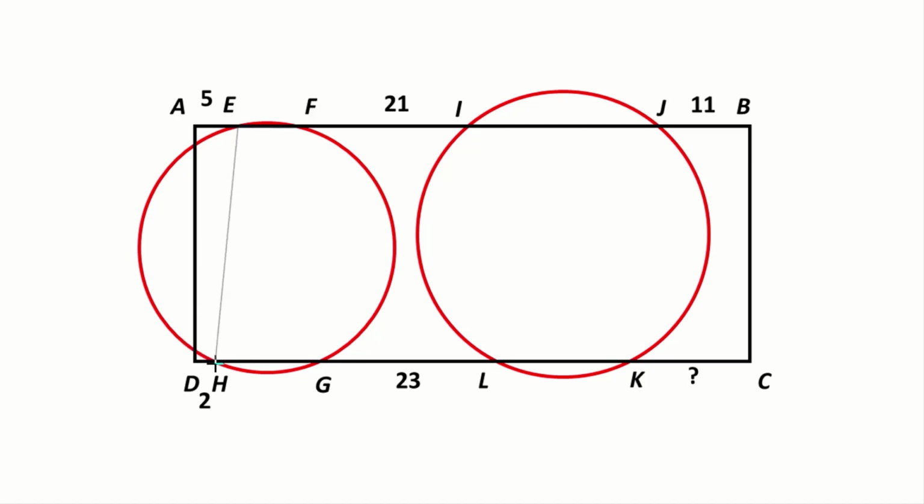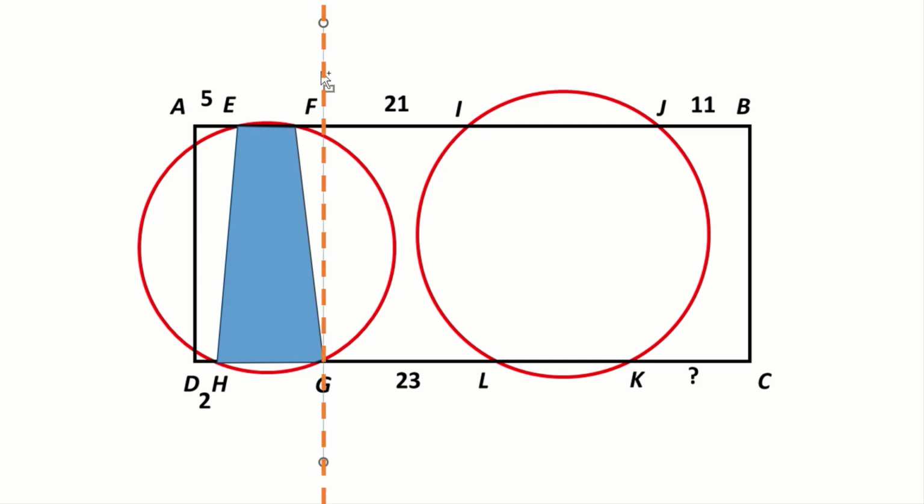Construct an isosceles trapezium using the four intersection points on the left side. Then, draw two lines parallel to AD, one passing through point G and another passing through point H. Since AE is 5 and DH is 2, the two marked segments have a length of 3.